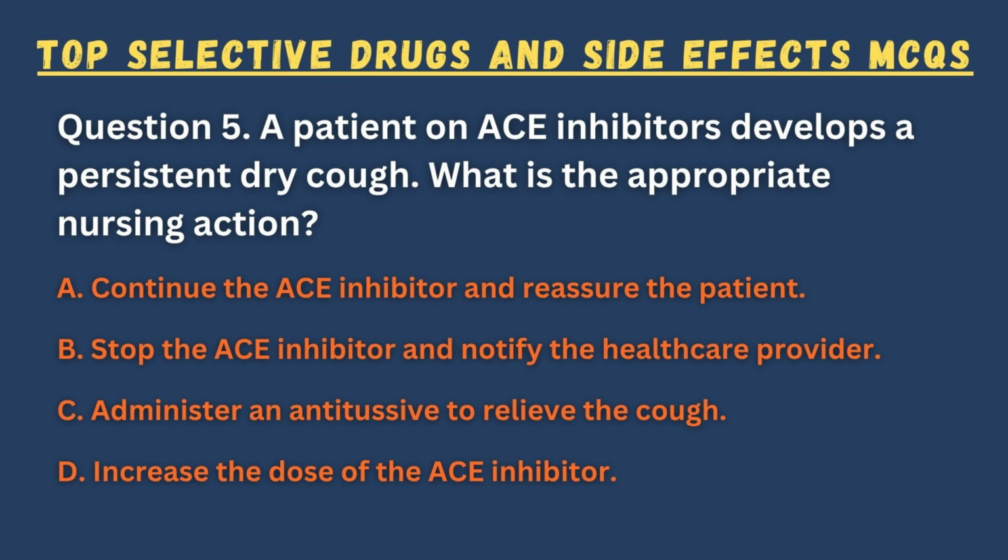Question 5. A patient on ACE inhibitors develops a persistent dry cough. What is the appropriate nursing action? A. Continue the ACE inhibitor and reassure the patient. B. Stop the ACE inhibitor and notify the healthcare provider. C. Administer an antitussive to relieve the cough. D. Increase the dose of the ACE inhibitor.